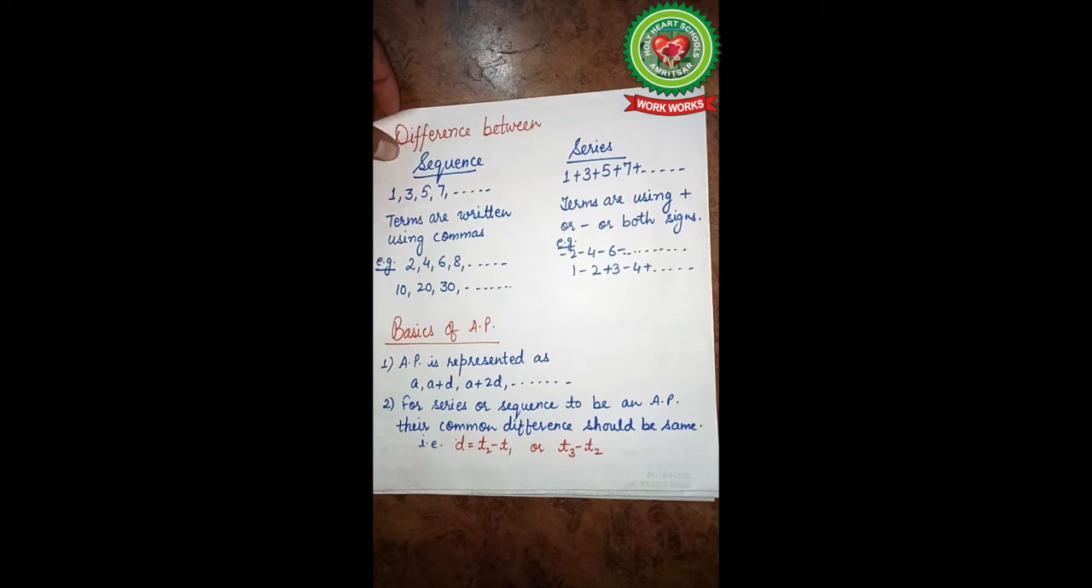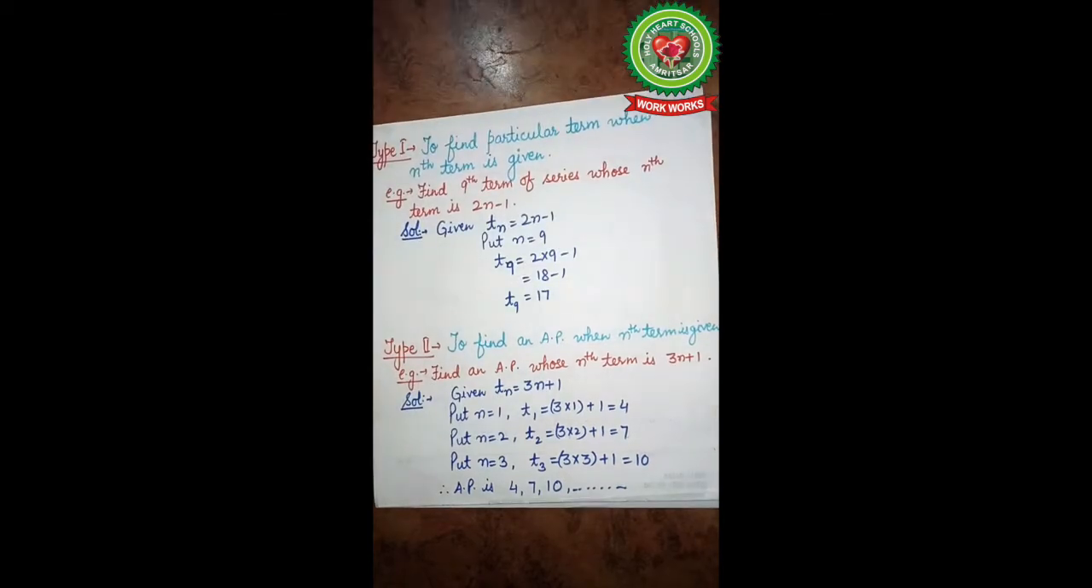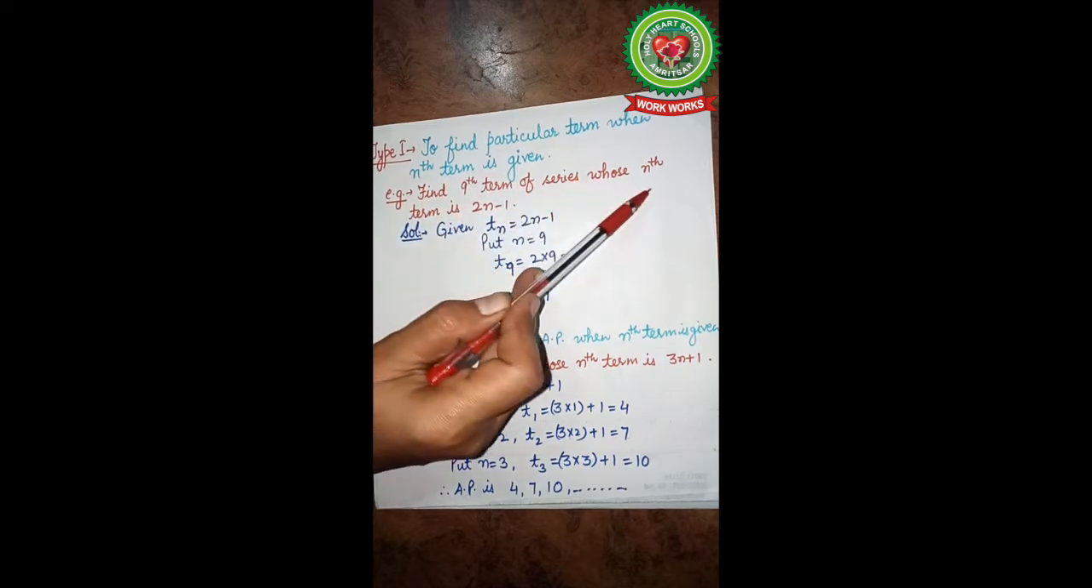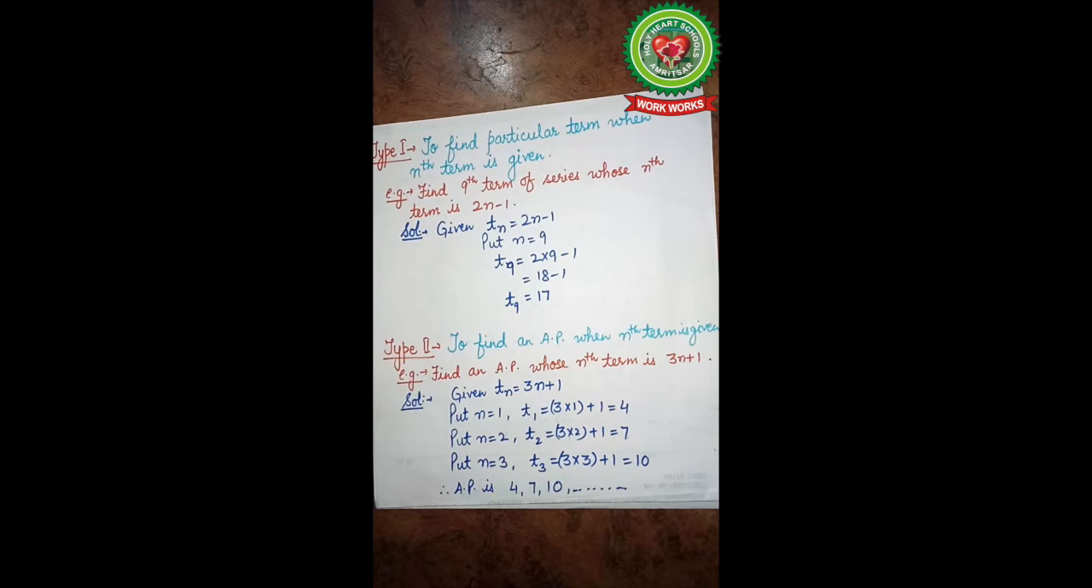So let's start with the very first type, that is to find particular term when nth term is given. We will explain by taking an example. Find the ninth term of series whose nth term is 2n-1. Here series is not given, only nth term is given and we have to find the ninth term of the series.